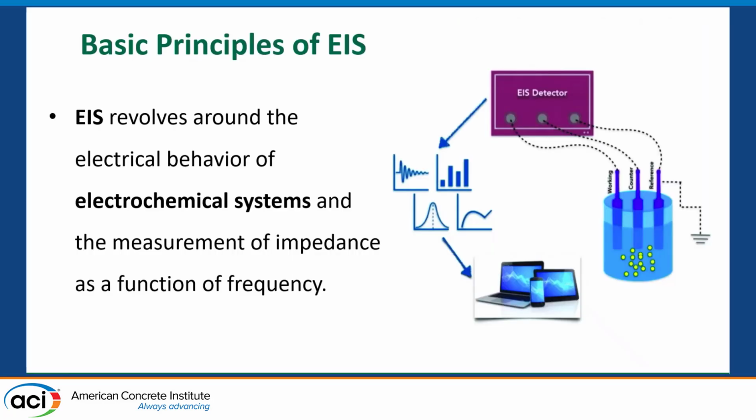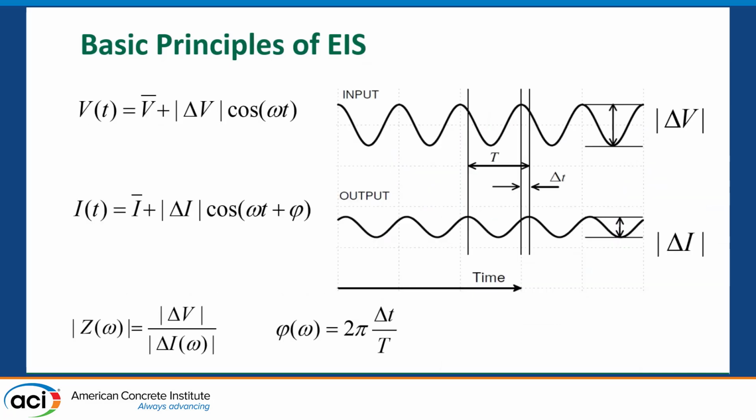Now let's move to that section. The basic principles of EIS revolve around the study of electrochemical properties or behavior of electrochemical systems, and also the measurement of the impedance as a function of frequency. Here, as you can see, if, for example, we have an input as a potential, the potential will be the sum of the steady state component plus the magnitude of the potential. And the output, in this case current density, will be the sum also of the steady state component plus the magnitude of the oscillating part, except that the output will have a phase lag.